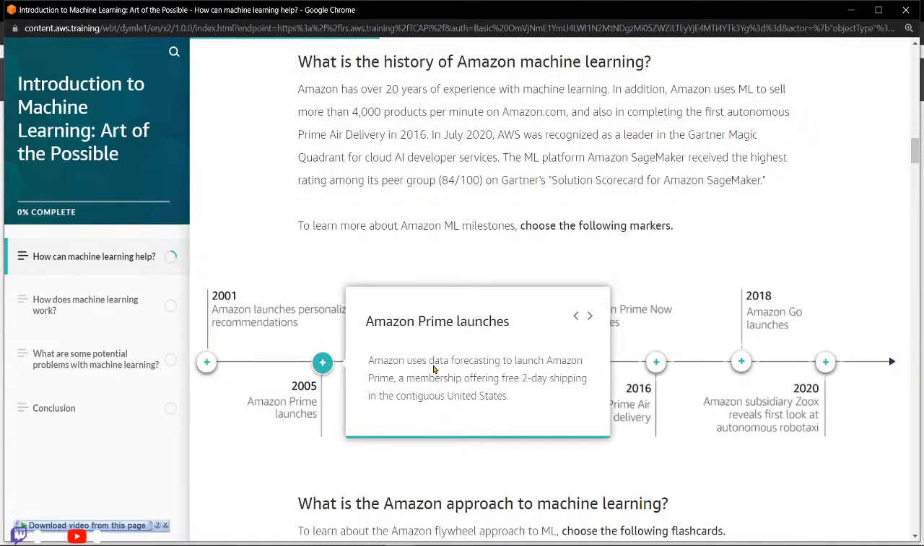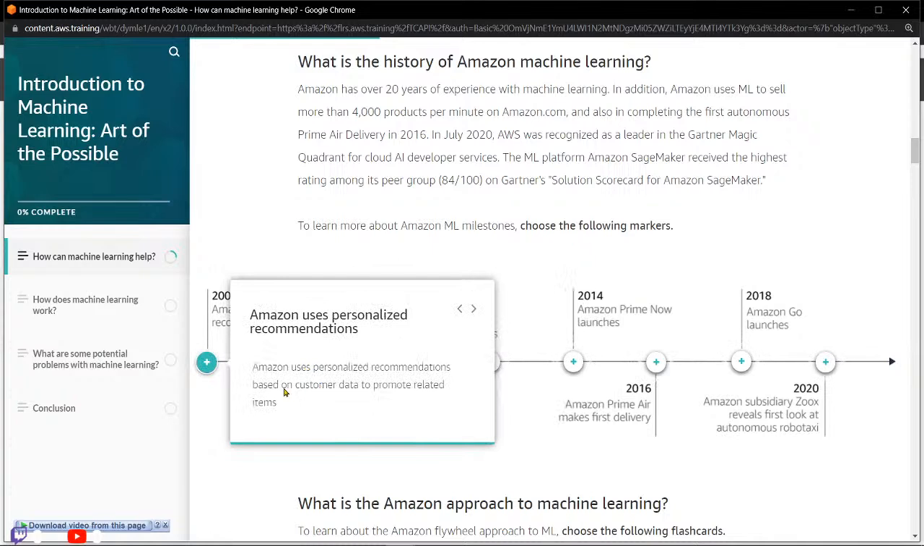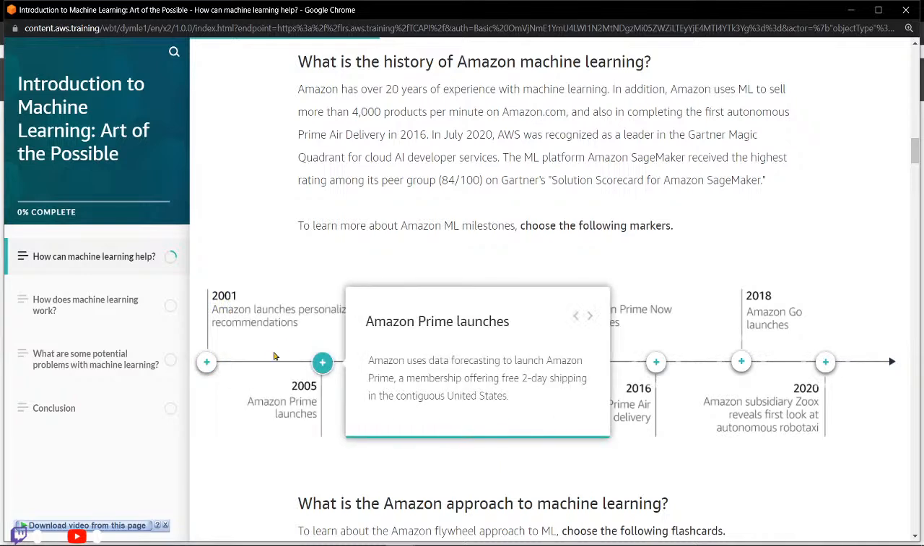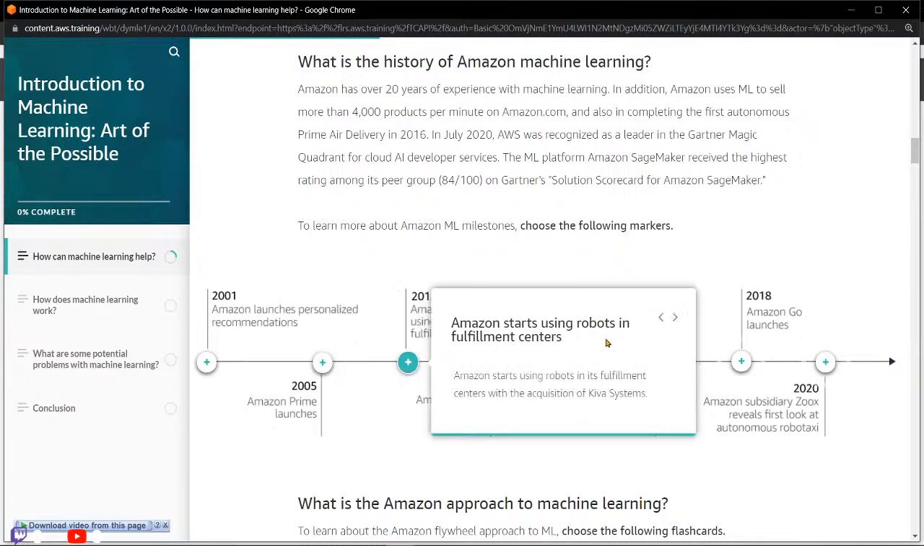Then Amazon, based on customer data, promoted related items. Amazon uses data forecasting to launch Amazon Prime membership, offering free 2-day shipping in the contiguous United States. Amazon started using robots in fulfillment centers.